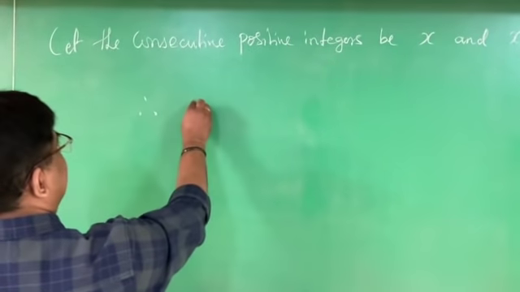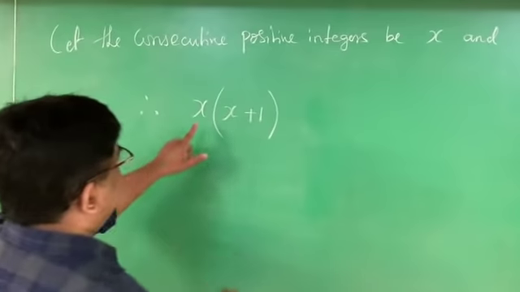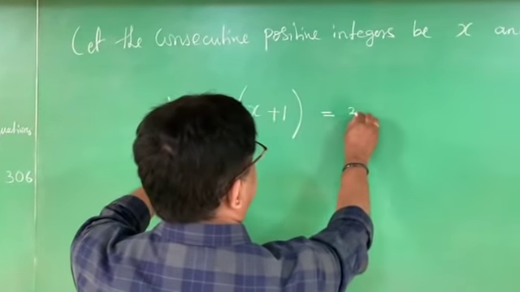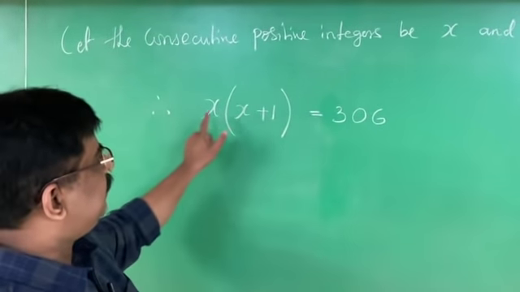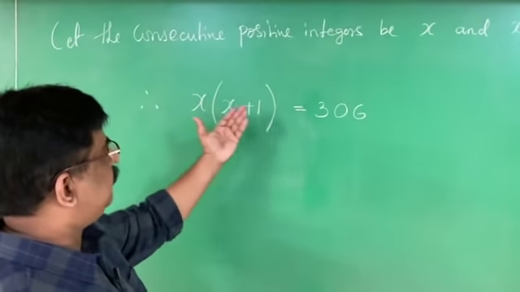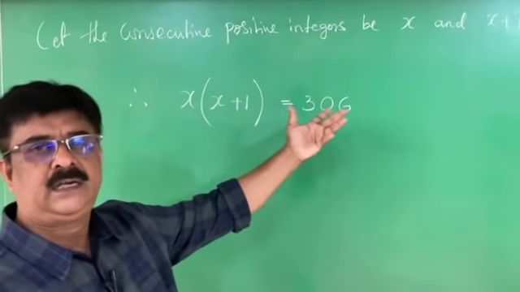Therefore, x into x plus 1, the product, is equal to 306. It is given in the problem: the product of two consecutive positive integers is equal to 306. The numbers are x and x plus 1. The product is x into x plus 1, which is equal to 306.